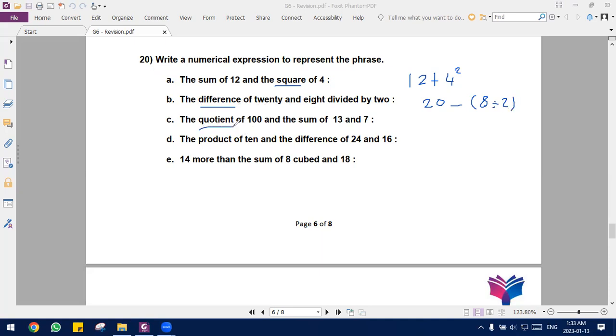Next one says the quotient, which means division. Put it in the middle. Of 100 and the sum of 13 and 7. They said the sum of 13 and 7. Do I have to put them in brackets? Yes. The product means multiply, of 10 and the difference of 24 and 16. The difference of 24 and 16.